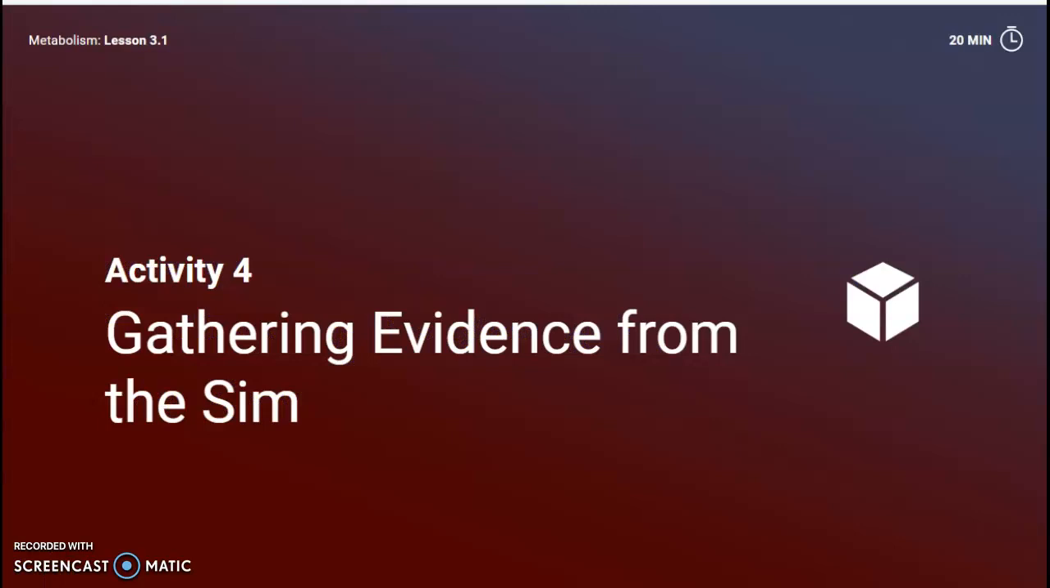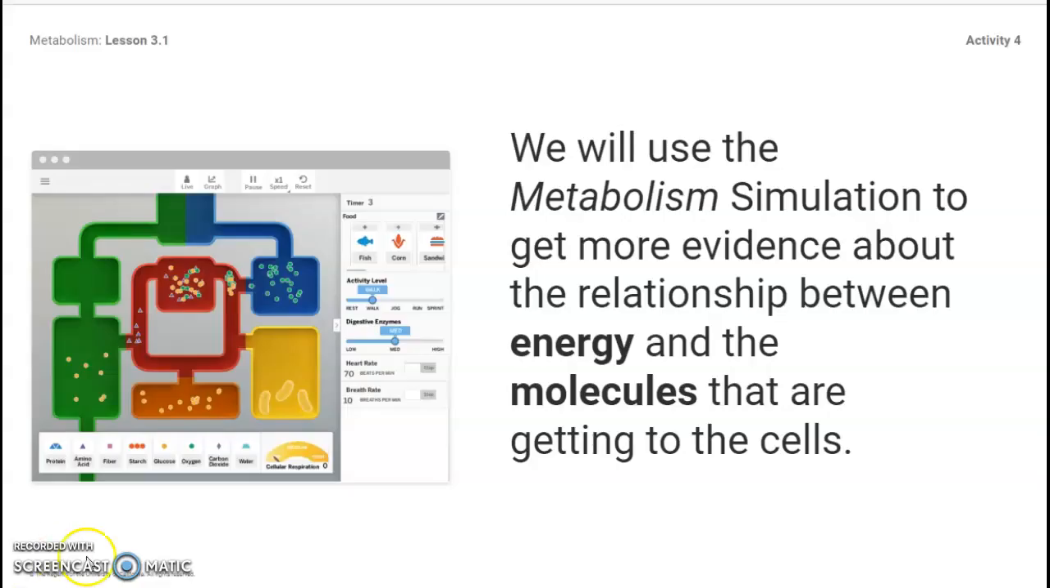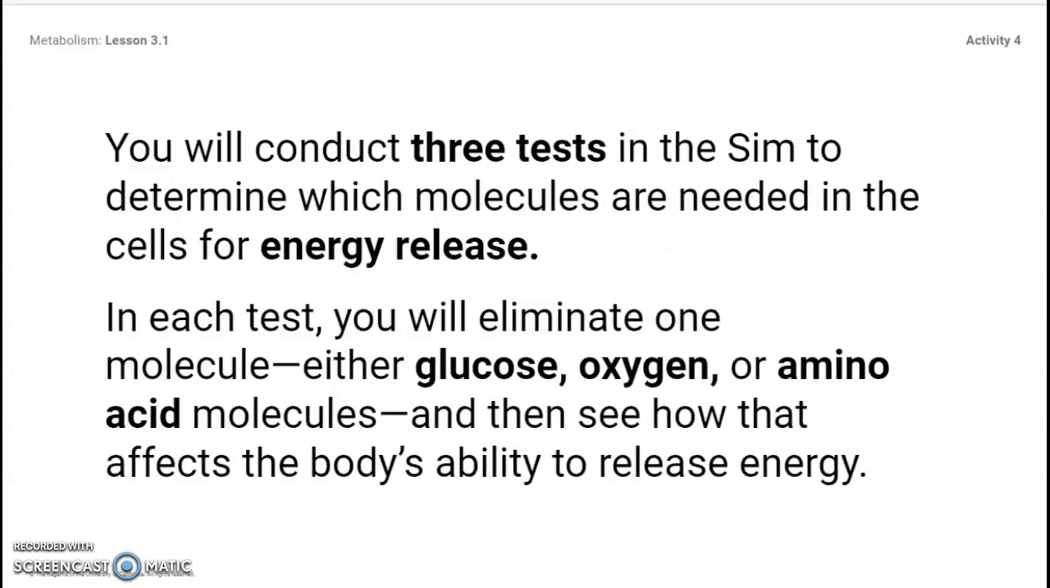Okay, we're going to go on to activity 4, where you gather more information or evidence from your sim. So you're going to use that metabolism sim to get more evidence about the relationship between energy and molecules that are getting to the cells. So we observed that when you were running, you used more energy, and our heart and breath rates increased, but you didn't directly observe what was happening with the molecules inside of our body. So we're going to jump inside of your body using this model since we can't see it.